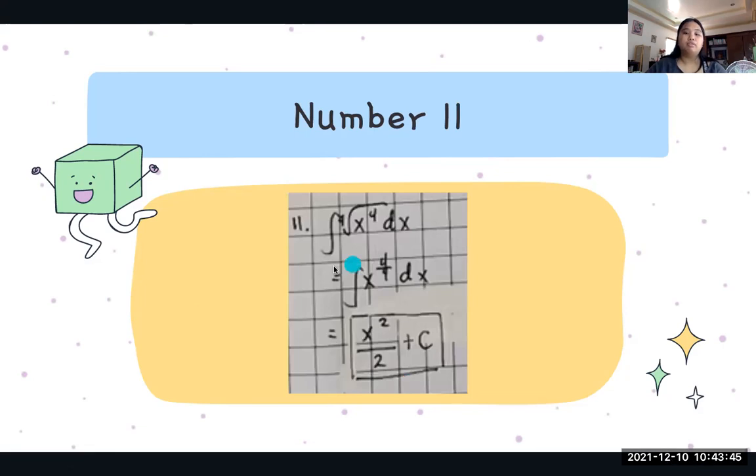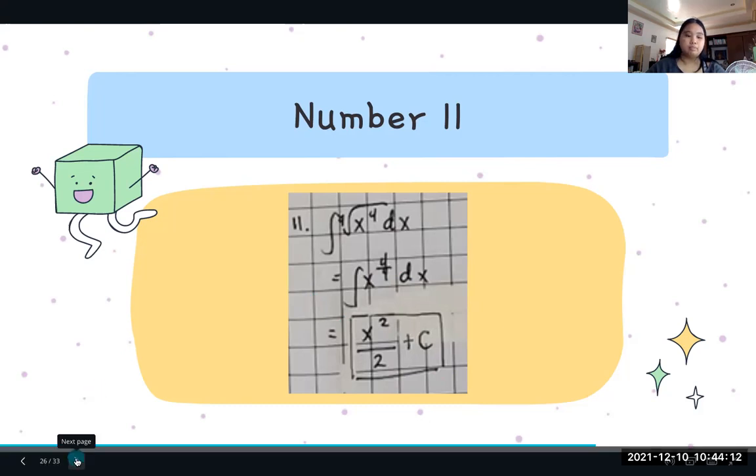And then for number 11, we have the integral of the fourth root of x to the fourth power dx. If we convert it to exponential form, we have x to the 4 over 4, which is just 1 if we simplify it. And then using theorem B, we have x squared because 1 plus 1 is 2. So our final answer is x squared over 2 plus C.